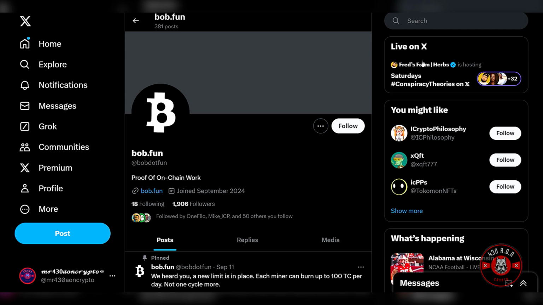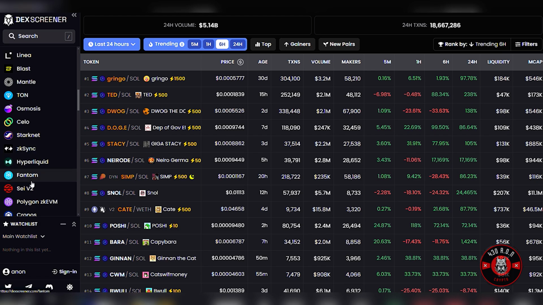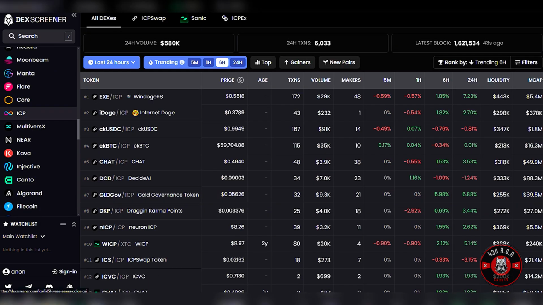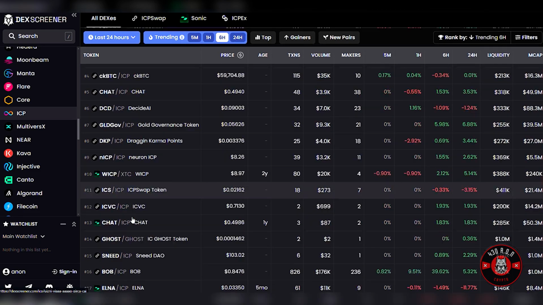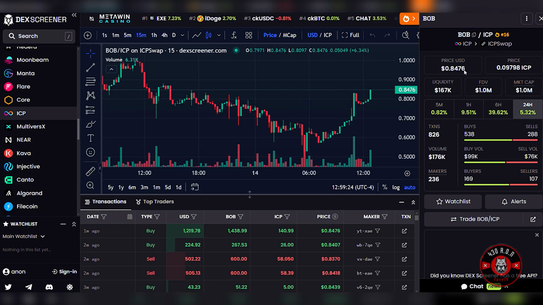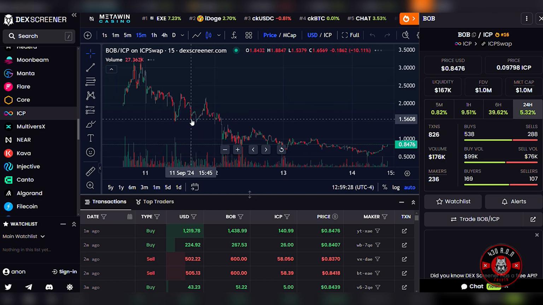Bob the Ripper. He hasn't been ripping too much. The price has tanked on Bob. If you remember from my last video, I caught a little dip. Spent about 2 ICP, but Bob right now is not looking so good. We're gonna go ahead and look at the chart real quick on DexScreener. Bob is sitting at around 84 cents.